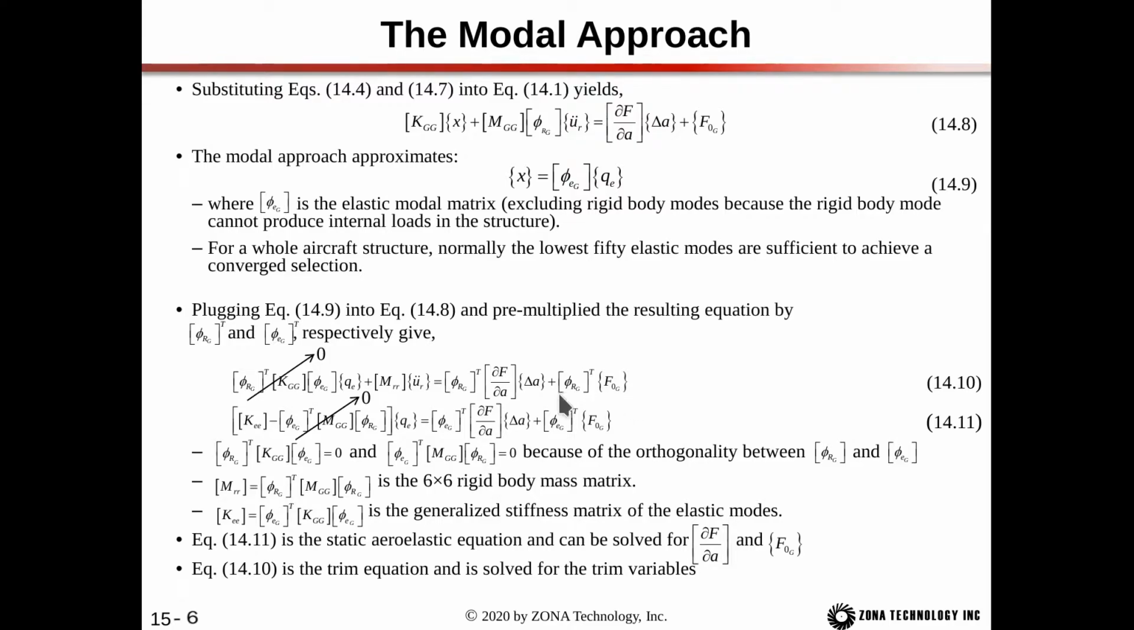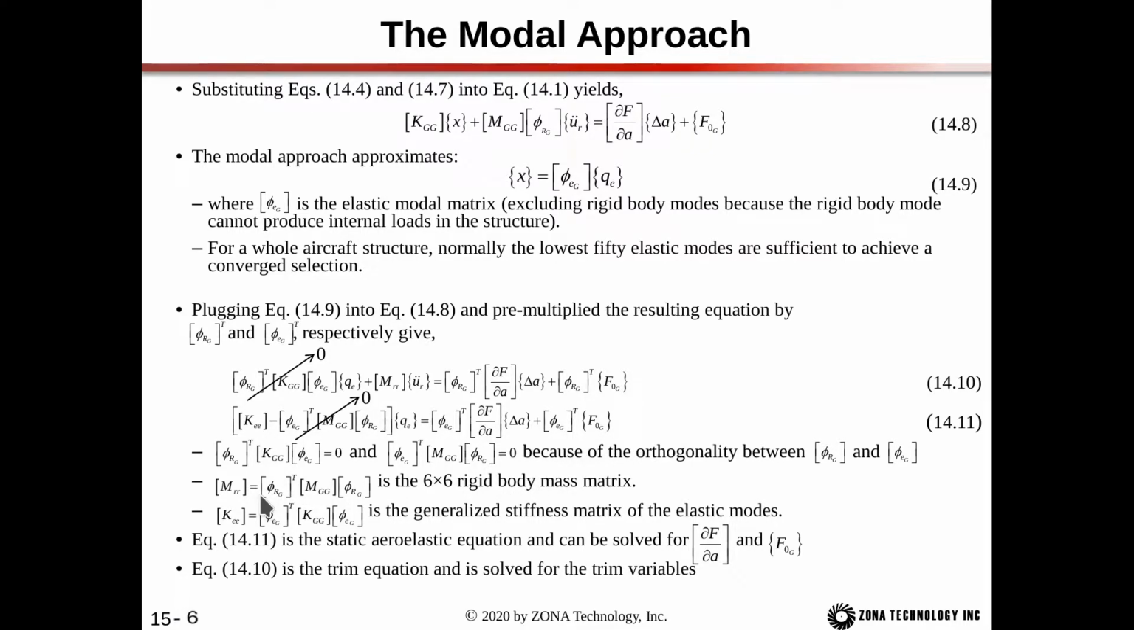And then equation 14.11, we have Kee minus phi eg transpose times Mgg times phi rg. Once again, this term is 0. This is all multiplied by qe, and this equals phi eg transpose times partial f partial a times delta a plus phi eg transpose times F naught g.